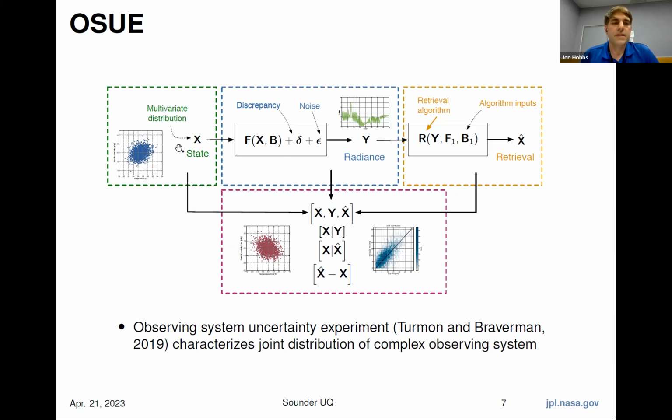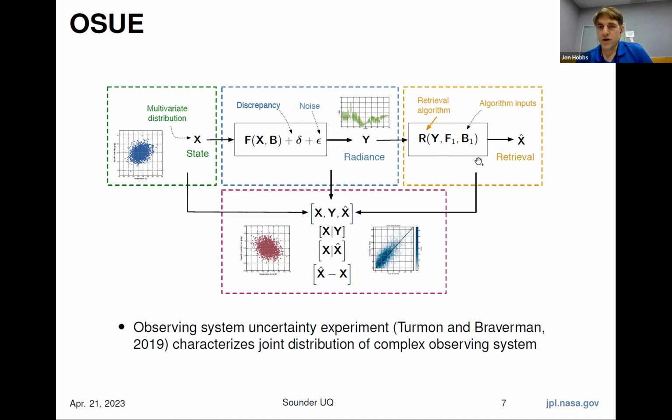Up in the upper left, we have X, which is this geophysical state. It'll constitute a number of these quantities of interest. And we start with a plausible multivariate probability distribution for the state and actually generate realizations from that distribution. Then in the top middle here, we feed that through a physical forward model. That's what the F is here. And then add some systematic error and random error to produce synthetic satellite radiances, which we'll call Y. And then once we have those, we can feed those into the operational retrieval pipeline over here on the right, and that will produce an estimate of the state X hat.